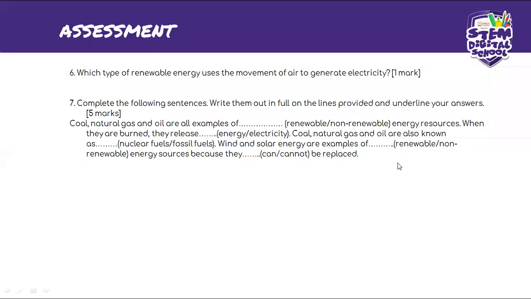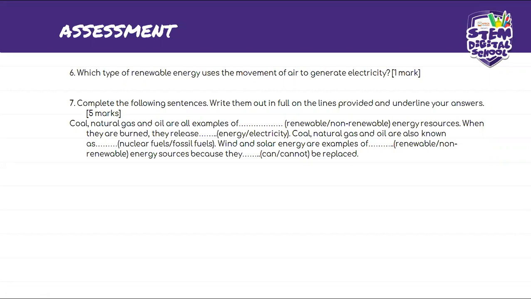Okay, let's go to number 6. Number 6 is saying, which of the renewable energy uses the movement of air to generate electricity? So it's just 1 mark, meaning it's just a very short answer.